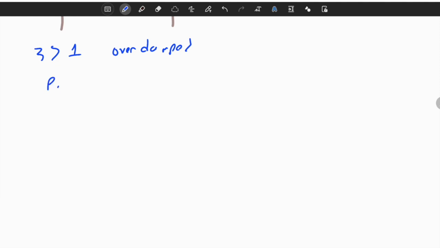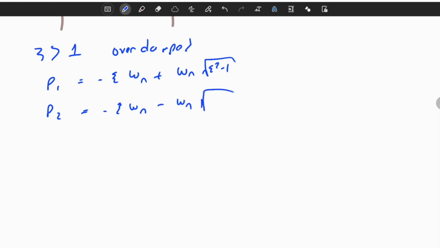I have 2 poles, P1 and P2, equal to psi omega n plus or minus omega n times the square root of psi square minus 1. Since psi is larger than 1, both of them are negative. One important thing is, if you look at P1 and P2, you will understand that the first pole is greater than minus omega n, and the second pole is less than minus omega n.